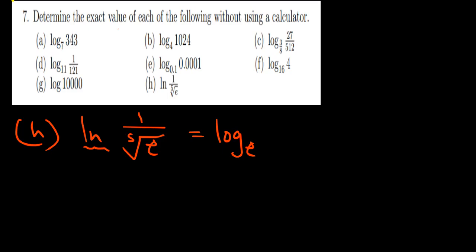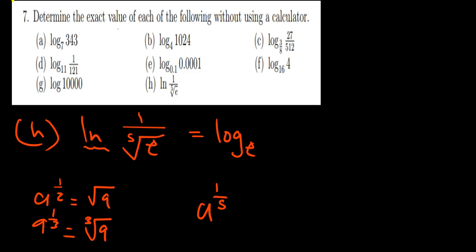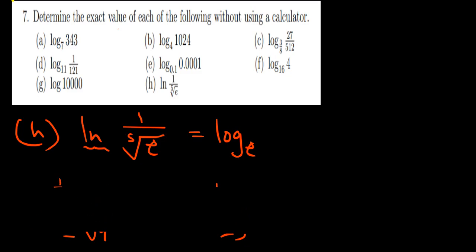If I have an expression a to the power 1 over 2, we say that this is the same as the square root of a. If I have a to the power 1 over 3, this is the same as the cube root of a. So what if I have a raised to the power 1 over 5? This will be the same as the fifth root of a. We are going to use this property on the fifth root of e to simplify it. So ln here has become log base e, and I have 1 divided by the fifth root of e, which is the same as e to the power 1 over 5.